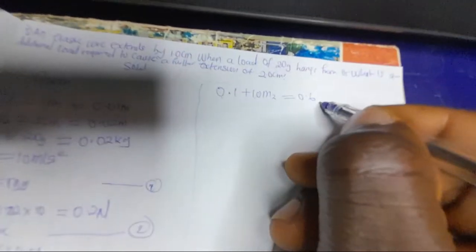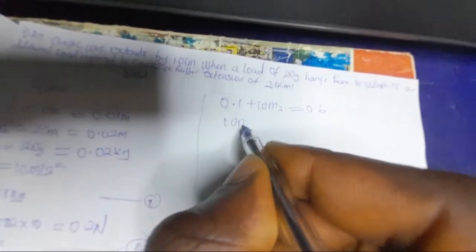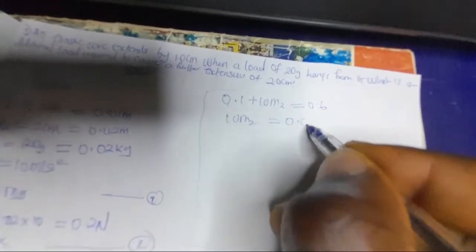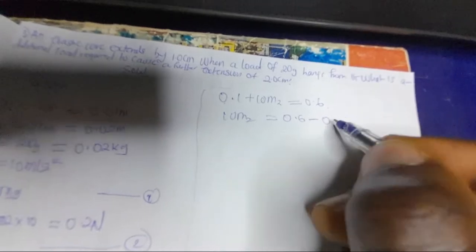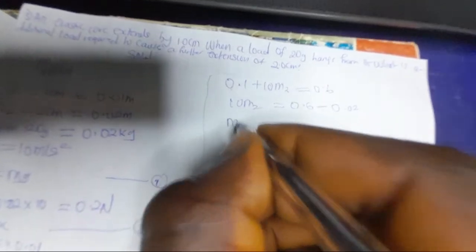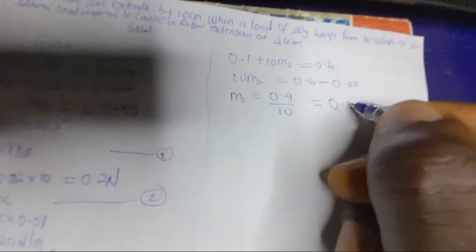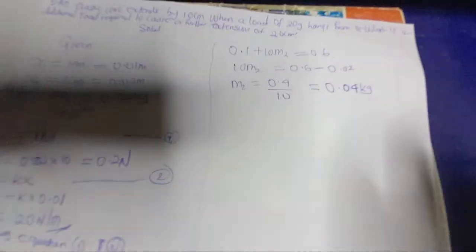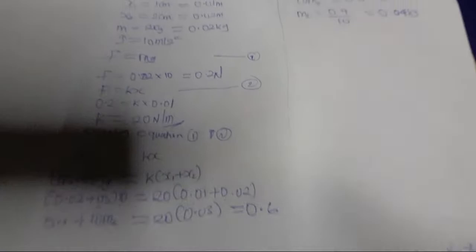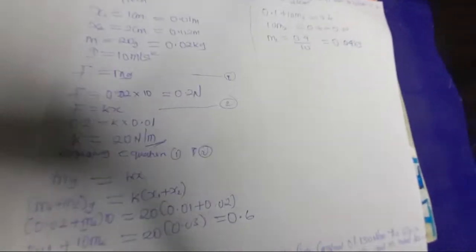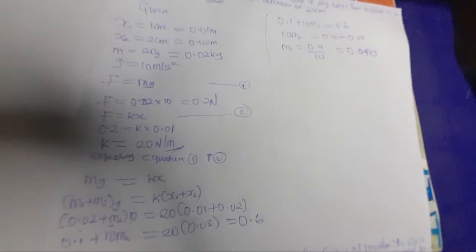We take this to the other side. So we are going to have 10 m2 is equal to 0.6 minus 0.02. So m2 will be equal to 0.4 all over 10, which is equal to 0.04 kilogram. I think there must be a mistake I made with my calculator, but I'll be time conscious here. Later you can check this particular one with your calculator, but the formula I'm using is all correct. Check what we did very well.